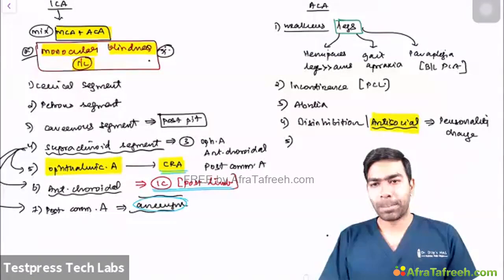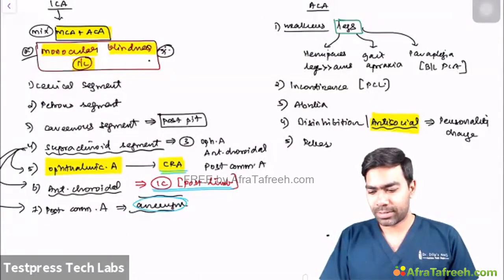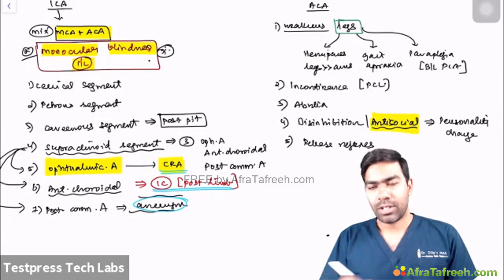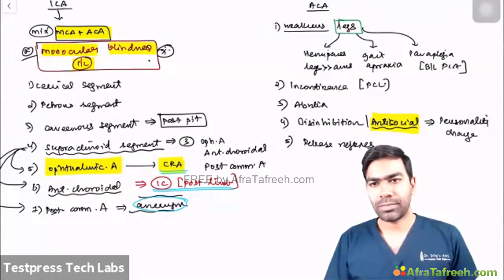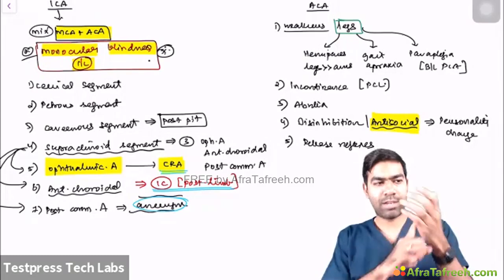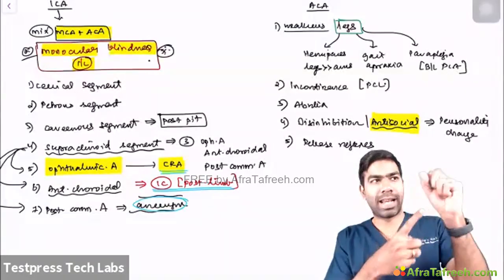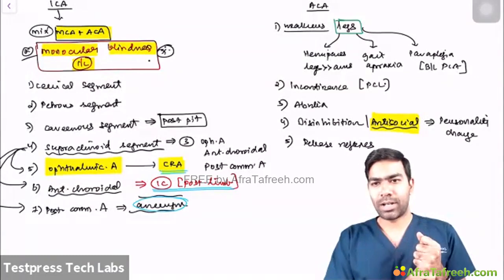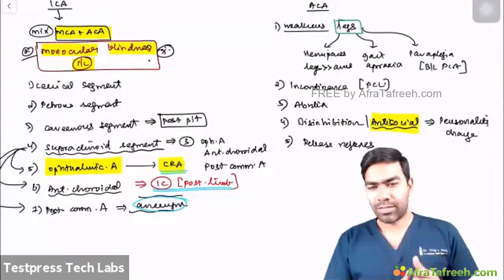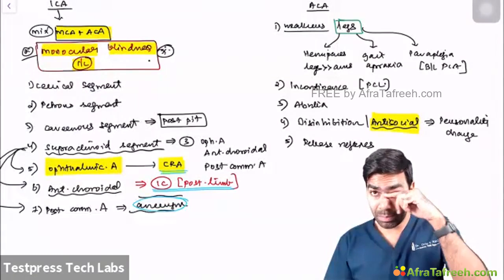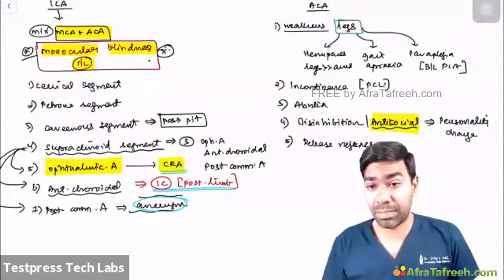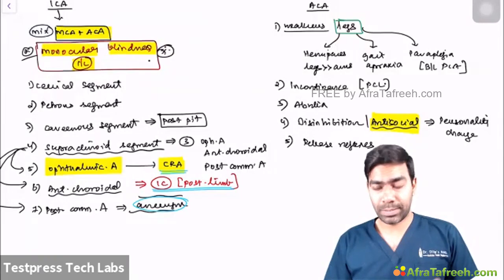Then apart from that, they are going to get something called release reflexes. So what do you mean by release reflexes? Anyone? There are many reflexes that are suppressed by the prefrontal cortex. What are examples of release reflexes? You have the grasp reflex, with a palmar grasp and a plantar grasp. You have the sucking reflex, the rooting reflex, then the glabellar tap. So many release reflexes are there. These are primitive childhood reflexes that are basically suppressed by the frontal lobe, especially the prefrontal cortex.